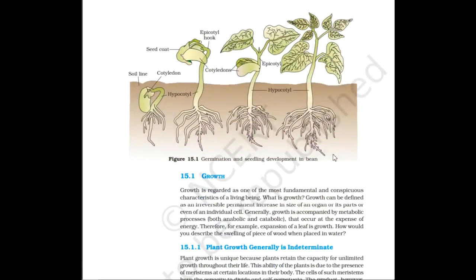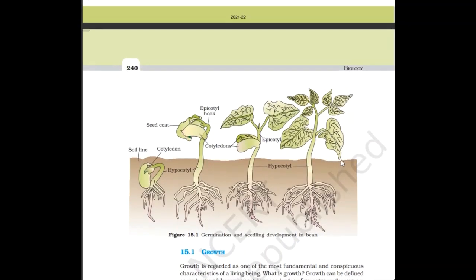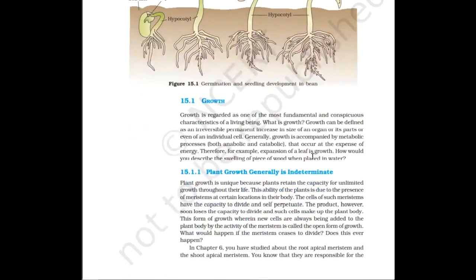Here they have represented germination and seedling development in bean. This is the soil line, hypocotyl. The portion below the cotyledon is called the hypocotyl, while the portion above is the epicotyl. Seed coat, epicotyl hook, cotyledons. Epicotyl. The portion below is the hypocotyl. Let us see growth.